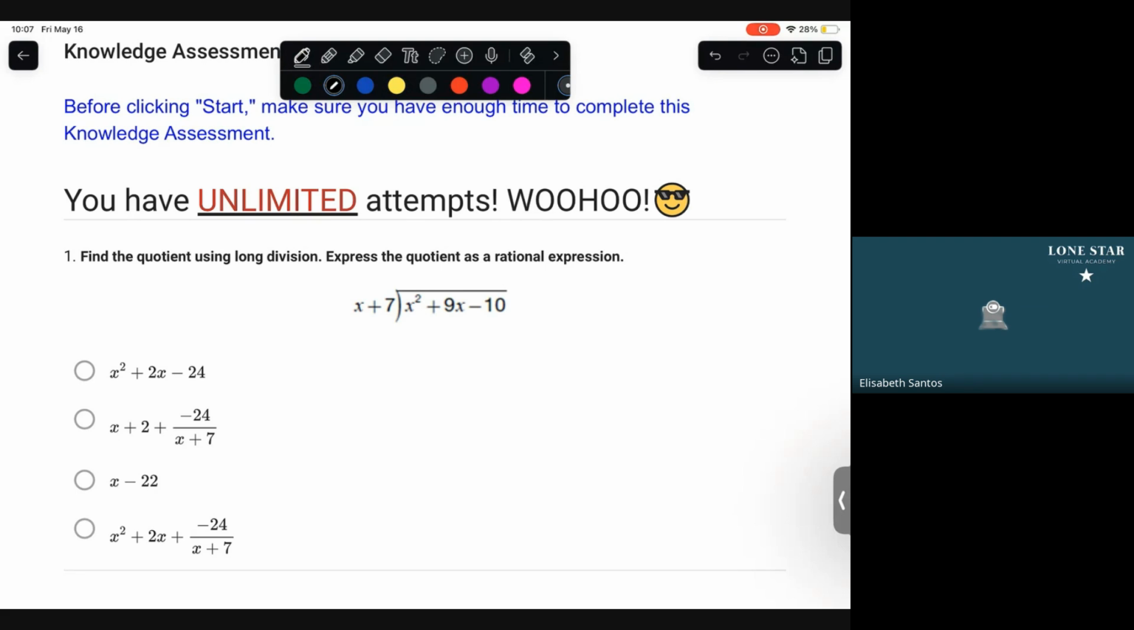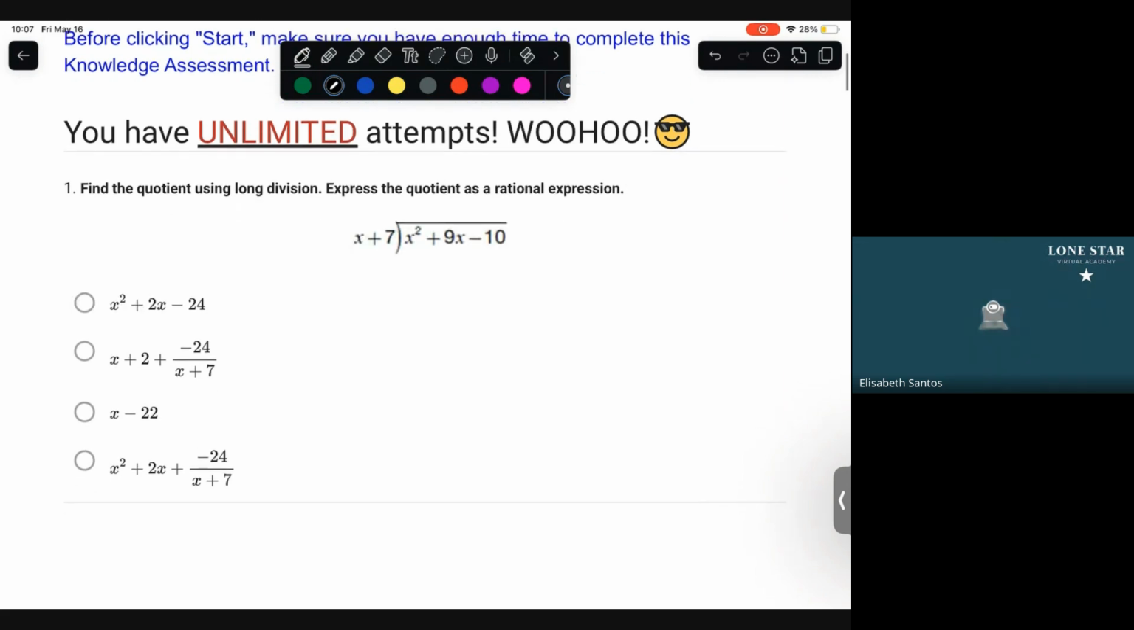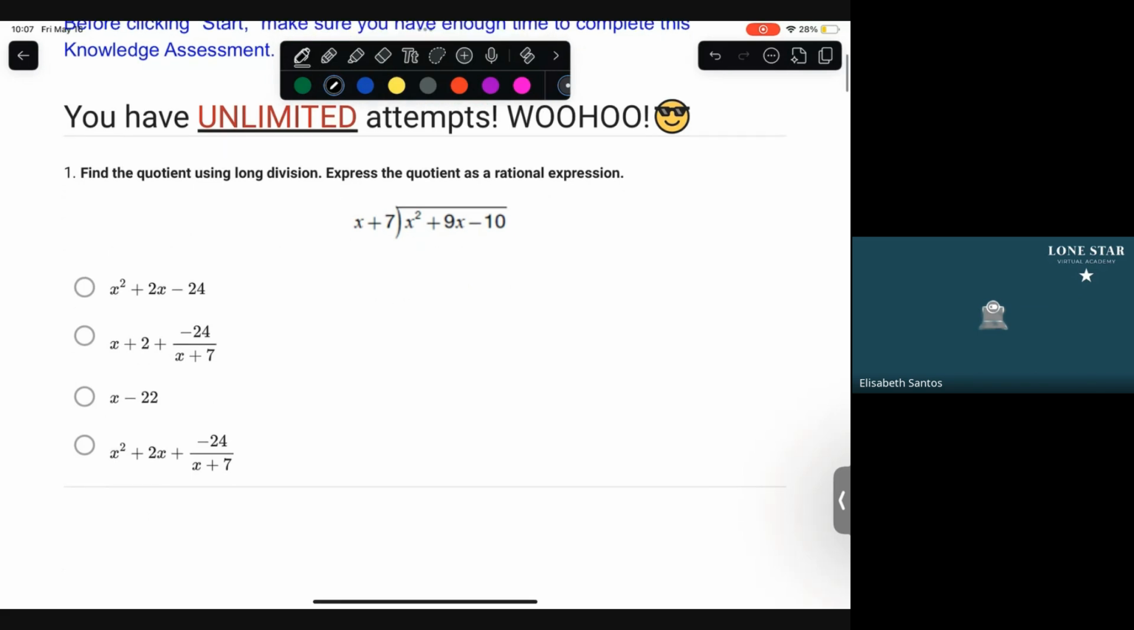So here we have Unit 7, KA. Let's start with number 1. It says find the quotient using long division. Express the quotient as a rational expression. So what we're going to do, we're going to look at this first term here and this one there, and we're going to ask ourselves, how many times do I need to multiply x to get to x squared? X, right? X times x is x squared.